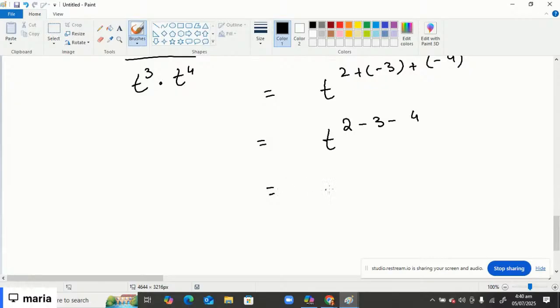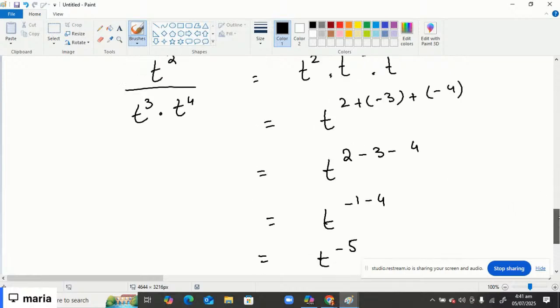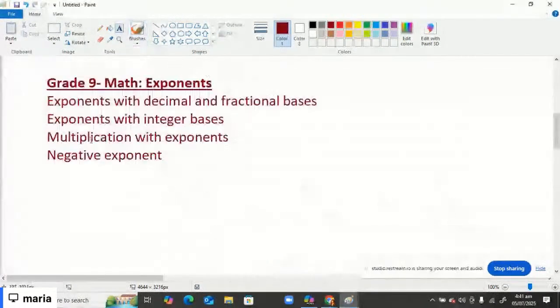Now t power minus 1 minus 4. 2 minus 3 is minus 1, then minus 4, and the answer is minus 5. If you are going to bring it down, it becomes 1 over t power 5, or otherwise you just put t power minus 5, like this. This is the way that we solve it. Hope you guys understand this lesson. So we also covered more lessons.